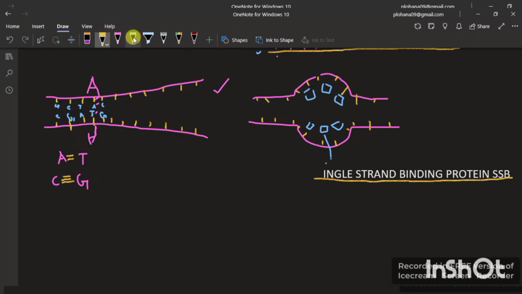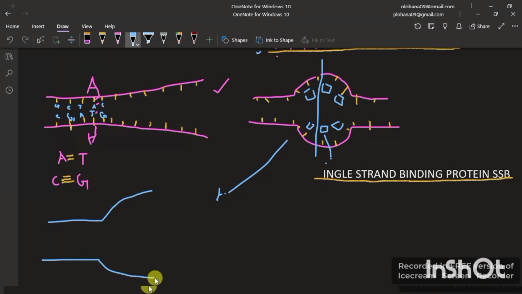Now what we have to do is cut it from the middle. I have cut it, basically. So now what I have, let's see here. Now I have a structure like this. Here is one strand, here I have another. So basically this is the replication fork.